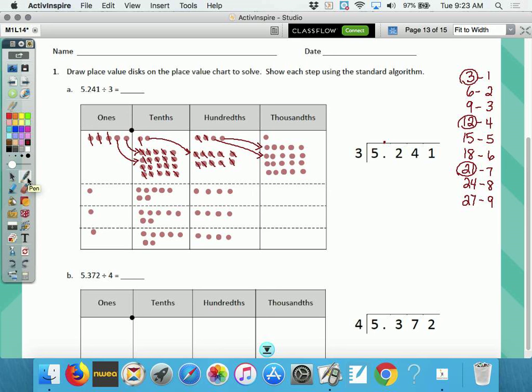How many thousandths do I have, Daniela? 21. So how many will be in each group? 7. You're right, again. So you would cross off all of them. So cross off all 21 because that's the number I need to subtract. Okay.